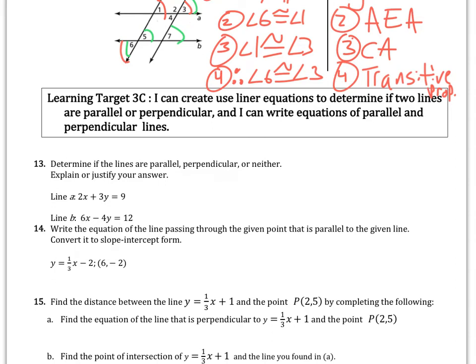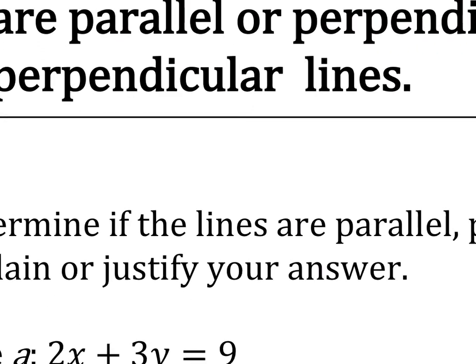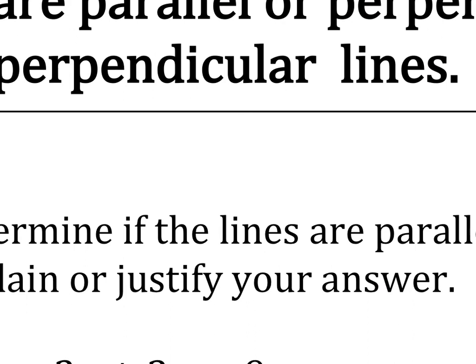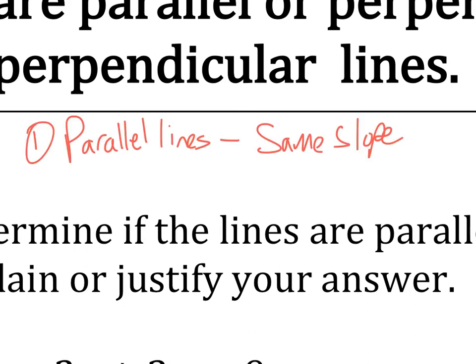All right, the last learning target here. We want to create linear equations to determine if two lines are parallel or perpendicular using their slopes. Okay, we can write equations of the parallel and perpendicular lines. That was our goal in 3C. So we learned two special things. The first thing we learned is that parallel lines on the coordinate plane have the same slope. Slope is just the steepness, and so parallel lines have the same slope.